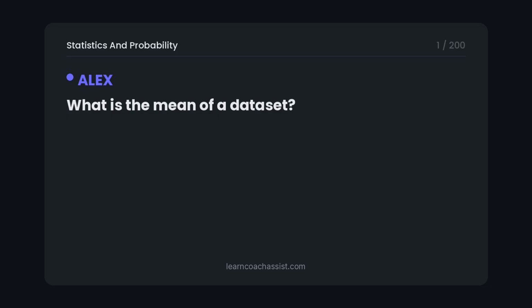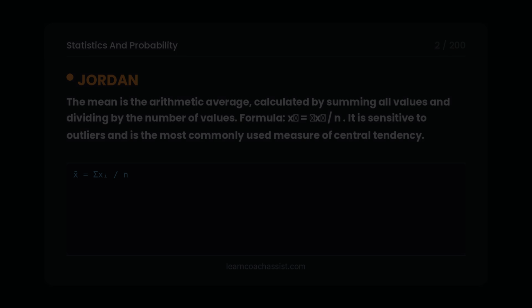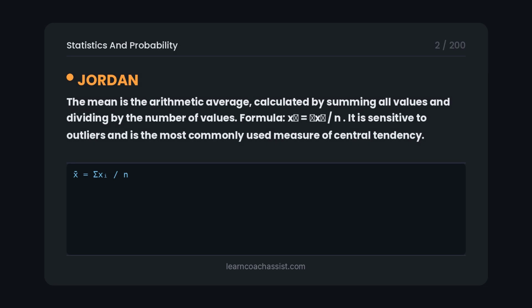What is the mean of a dataset? The mean is the arithmetic average, calculated by summing all values and dividing by the number of values. Formula: x̄ = Σx/n. It is sensitive to outliers and is the most commonly used measure of central tendency.